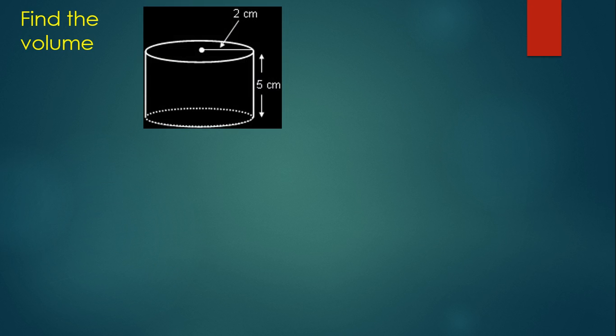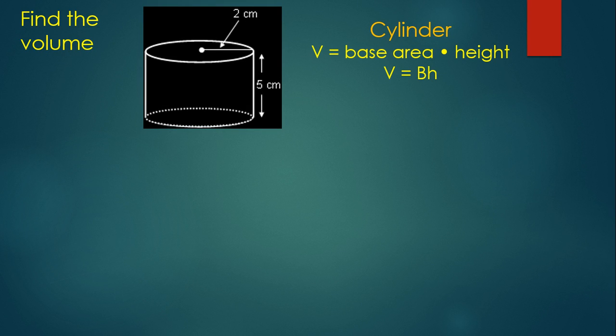So let's practice this a little bit. Let's say we want to find the volume of this cylinder. We know that the base is a circle and it has a radius of 2 centimeters. We know that the height is 5 centimeters. And we know that in order to find the volume, all we have to do is take the area of the base times the height. So the area of the base is pi r squared, so that's pi times 2 squared, times the height, which is 5. And we end up with a volume of 20 pi cubic centimeters. Remember, volume is measured in cubic units.